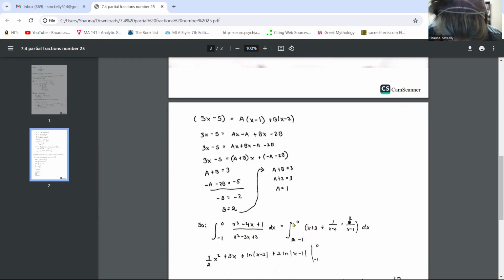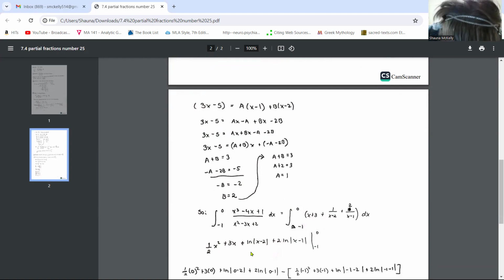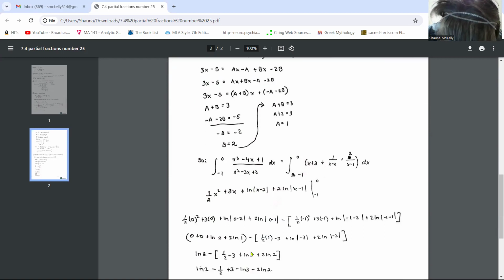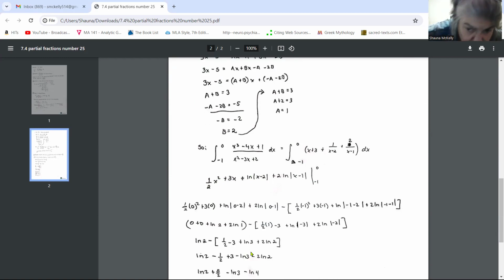Again, remember when you're integrating, start with the upper limit. So 1/2 times 0 squared plus 3 times 0 plus the log of the absolute value of 0 minus 2 plus 2 times the log of the absolute value of 0 minus 1. So then I undertook the arithmetic that you see below at 0, and then I subtracted the amount at -1, and I continued to do that.